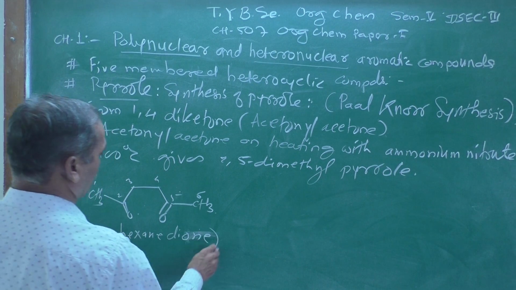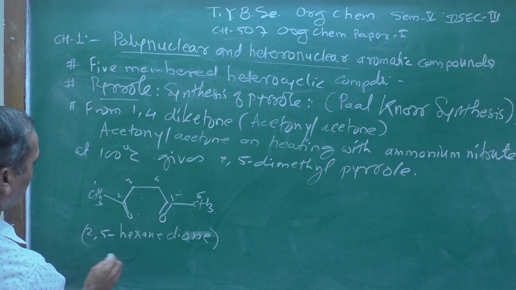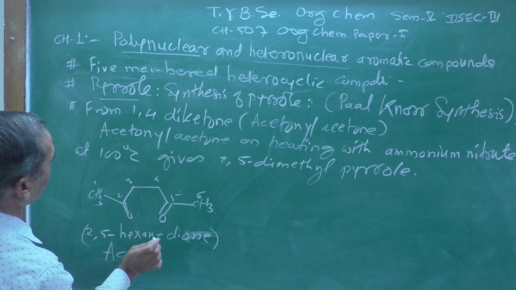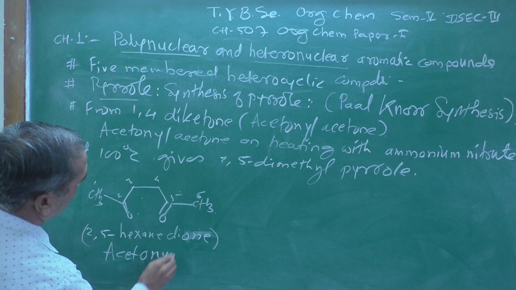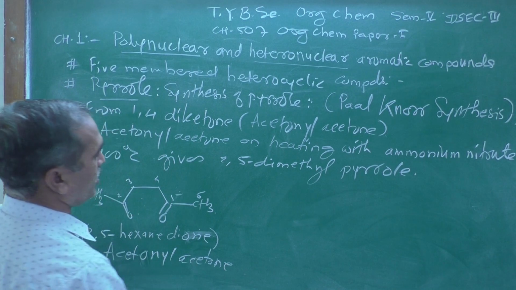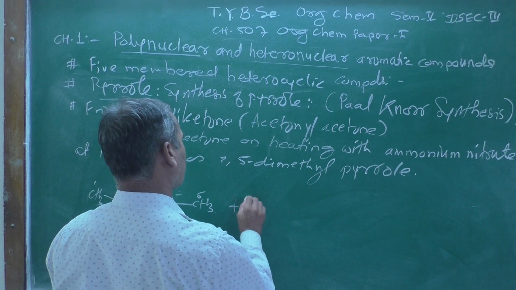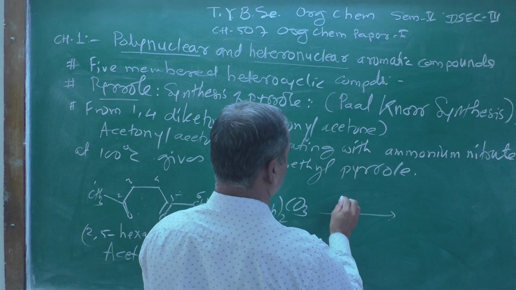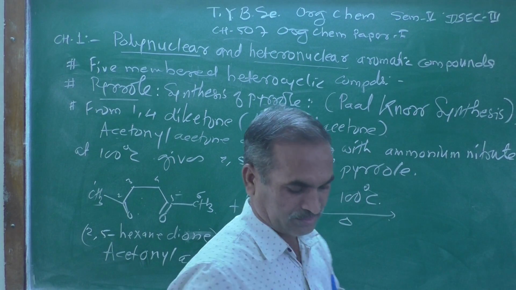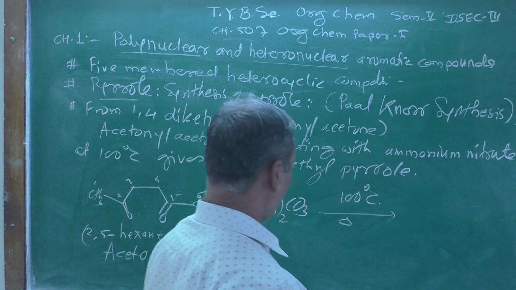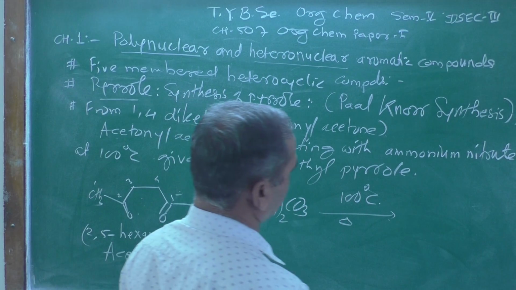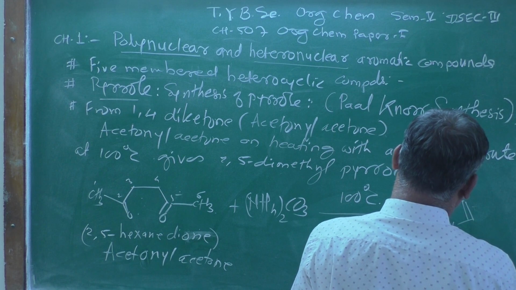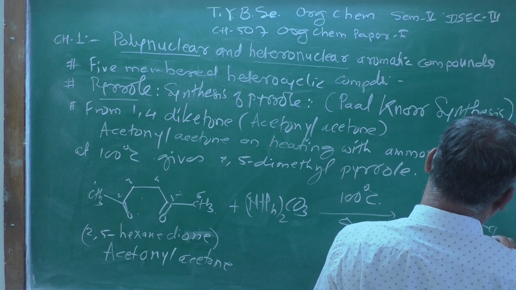Dione, that is the IUPAC name, and the common name, as we know, which is written here, is acetonyl acetone. It will be treated with (NH4)2CO3, which is known as ammonium carbonate, heated at 100 degrees centigrade, and it gives the product formed: this one, N, then H, one methyl group here, another methyl group here.